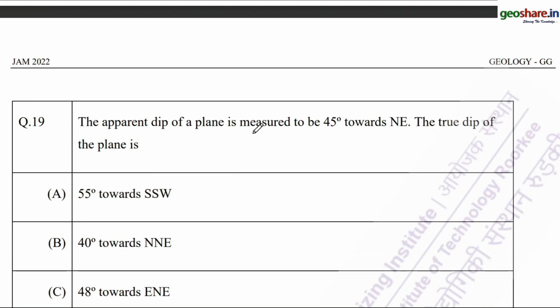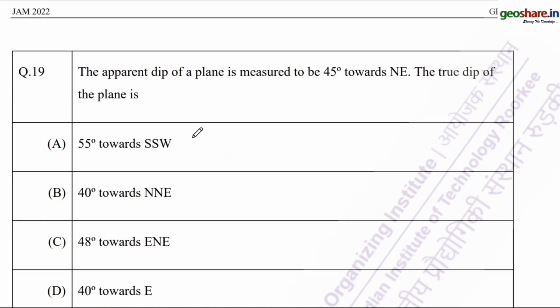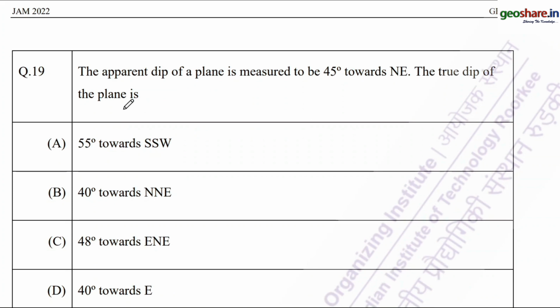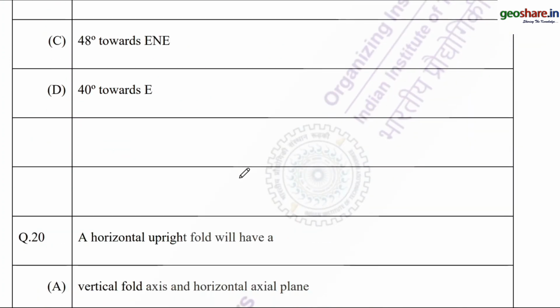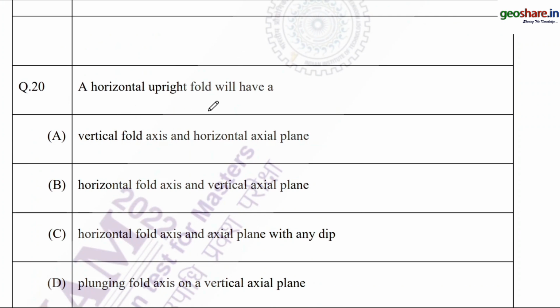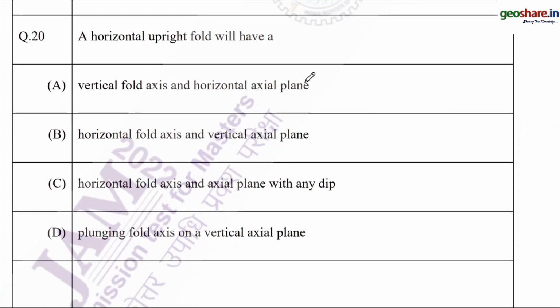The apparent dip of a plane is measured to be 45 degrees towards northeast. The true dip of the plane is 40 degrees towards northeast. A horizontal upright fold will have a horizontal fold axis and vertical axial plane.